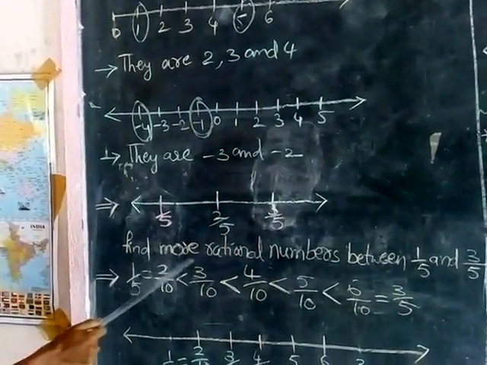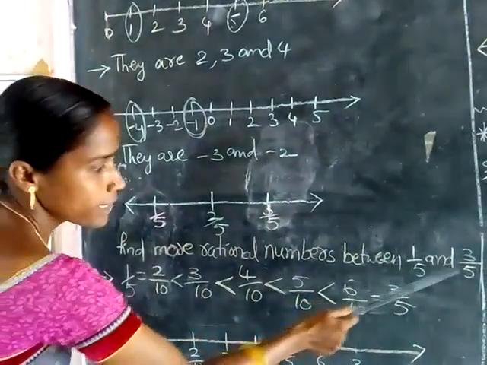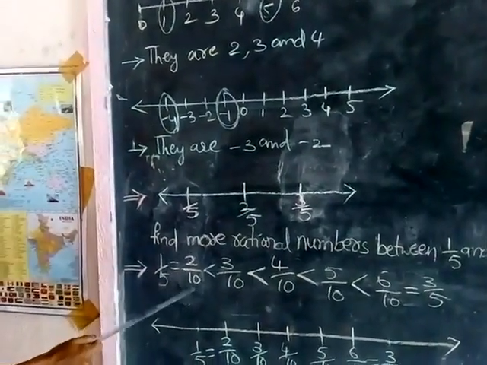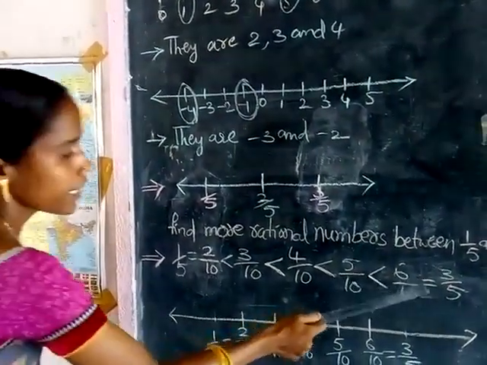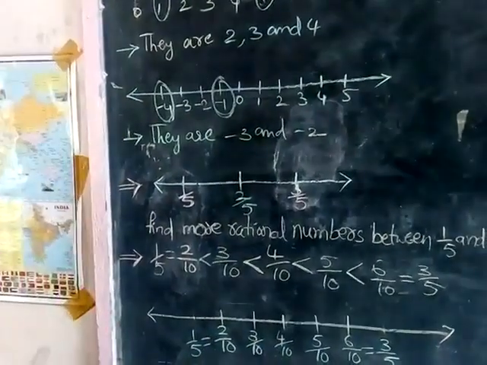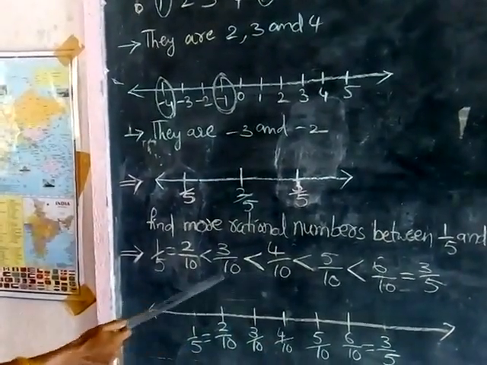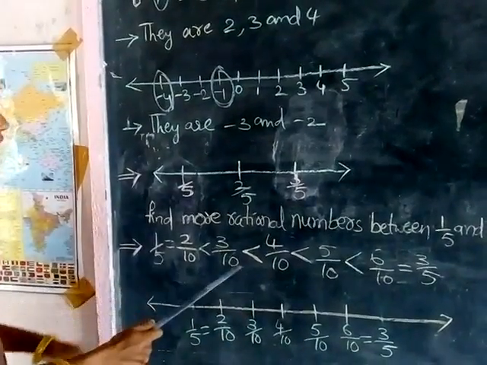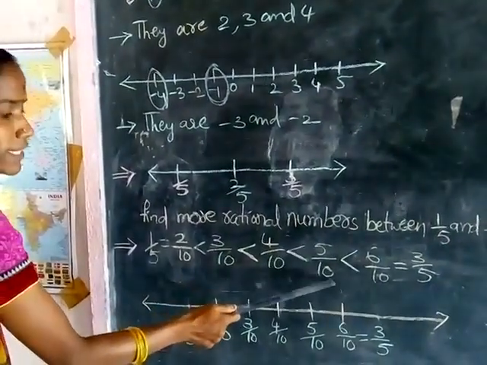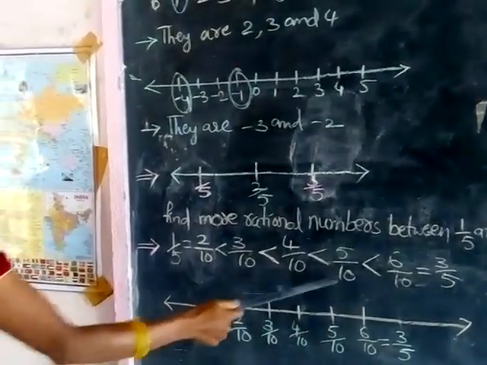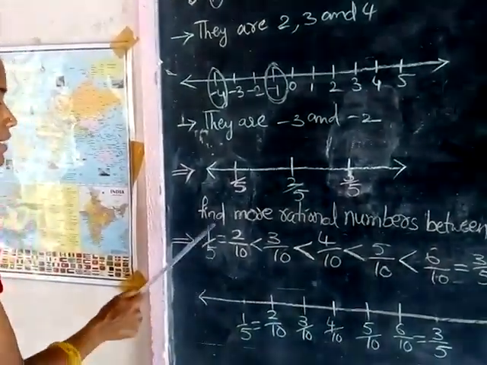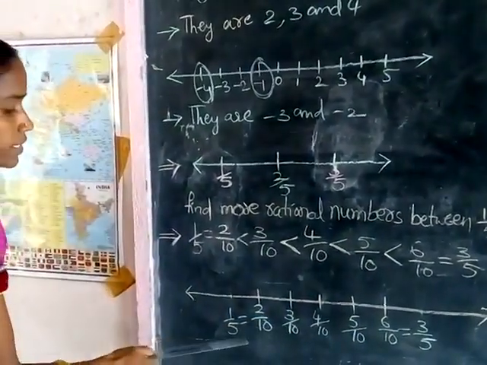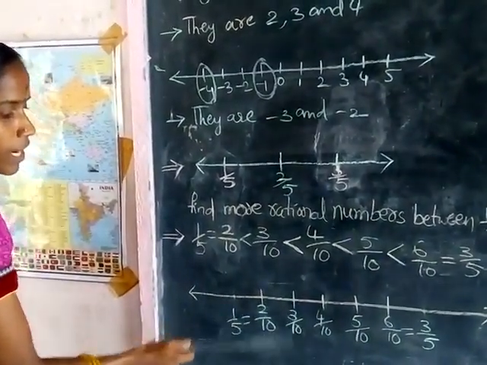Multiplying both numerator and denominator by 2, we get the equivalent fractions 2/10 and 6/10. Then you write the rational numbers between them, that is 3/10, 4/10, 5/10. So these are the rational numbers that lie between 1/5 and 3/5. Let's see the rational numbers on the number line also.